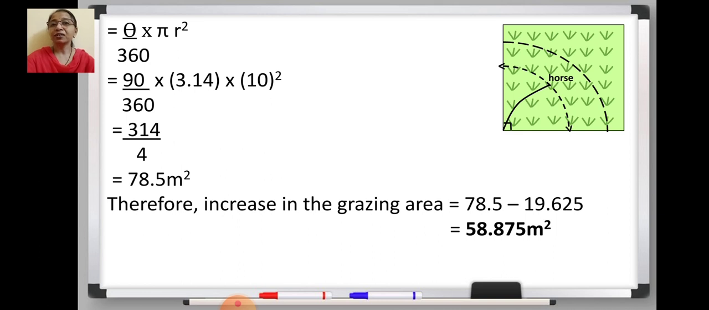78.5 meter square. Now we have to find the increase in the grazing area. So what we will do, from this new area, let us subtract the old area. So the new area is 78.5 minus the old area, which was 19.625, and the subtraction is 58.875. Understood? So this is all about today's lesson.